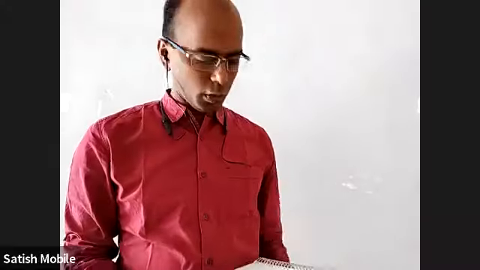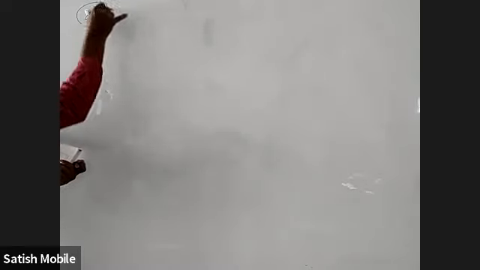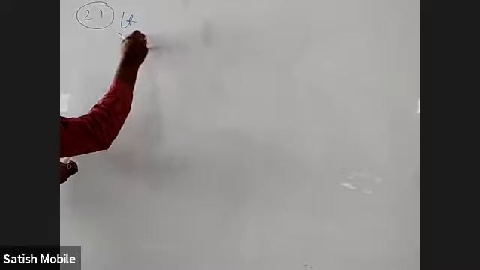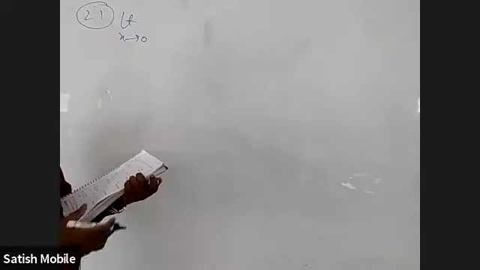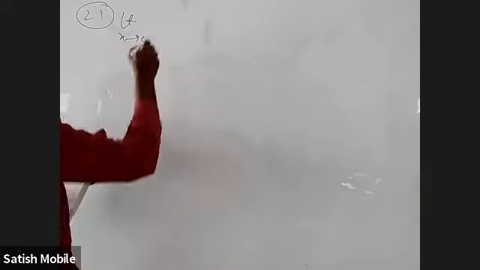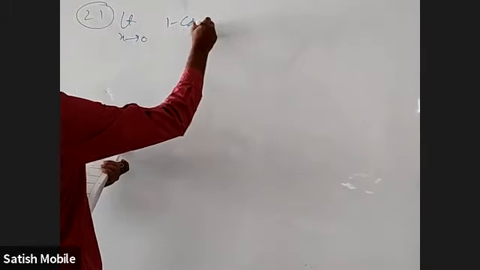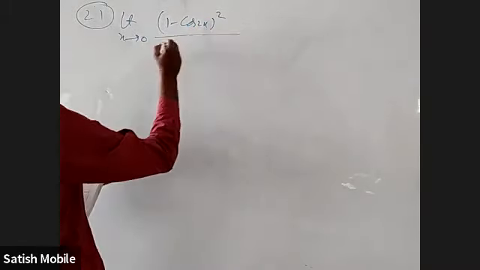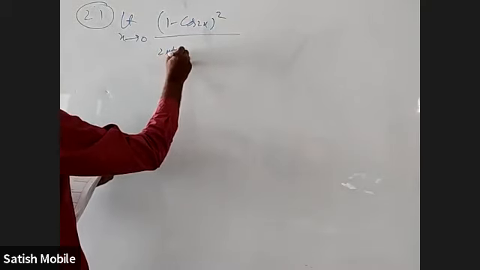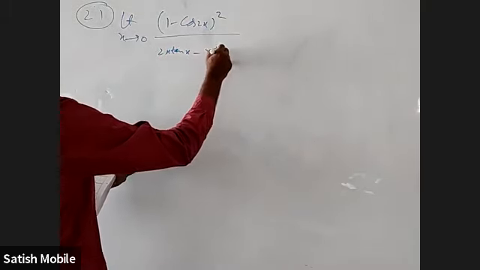Okay, we have to discuss from 21 onwards, multiples of 3. Limit x tends to 0. I'm not writing the question, you know it. 1 minus cos 2x, let me write it. 1 minus cos 2x whole square by 2x tan x minus x tan 2x.